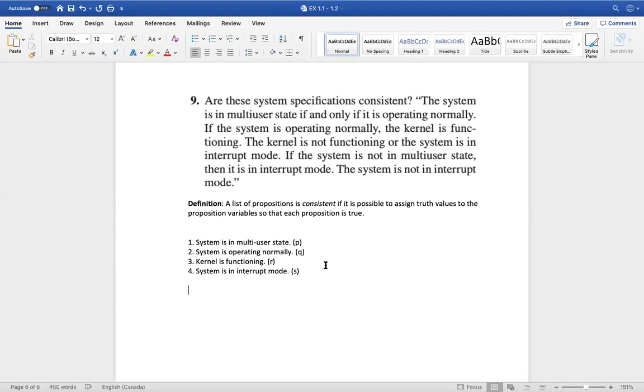Okay, now that we have identified all the propositions and their proposition variables alongside, let's put them in a way of dependency. The first statement is: the system is in a multi-user state if and only if it is operating normally. So we will say P bidirectional Q. This is our first propositional statement represented using propositional variables. The other one is Q implies R.